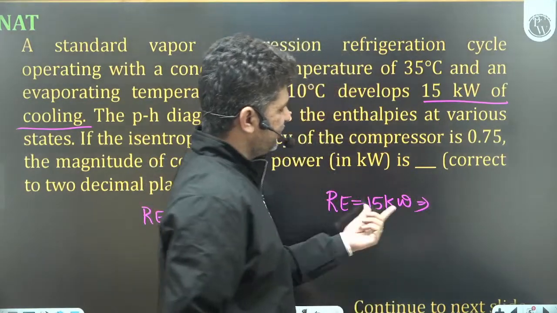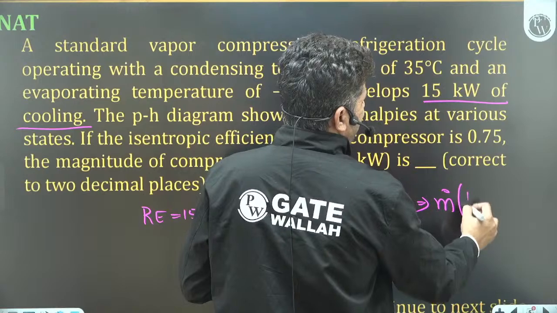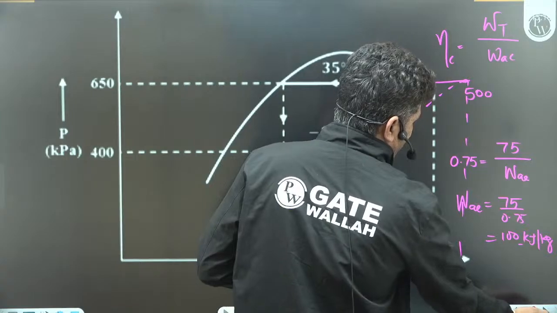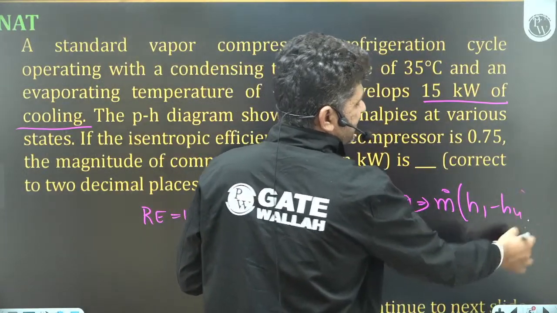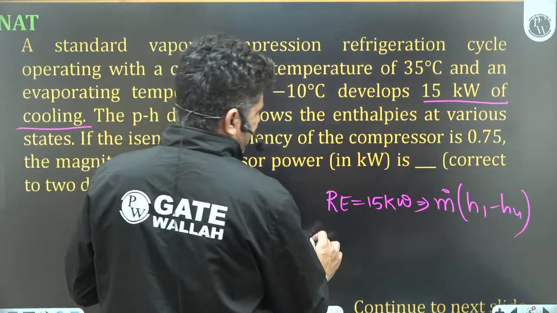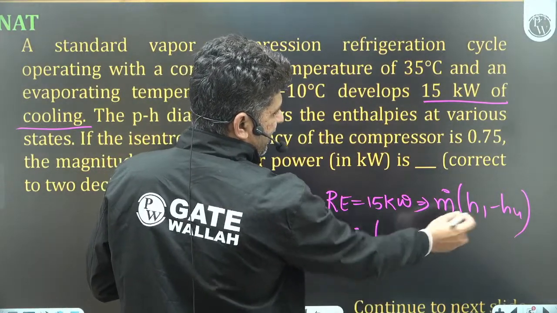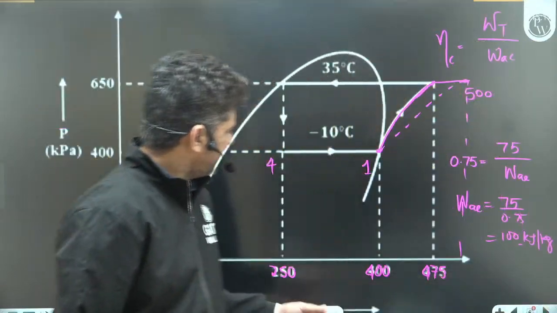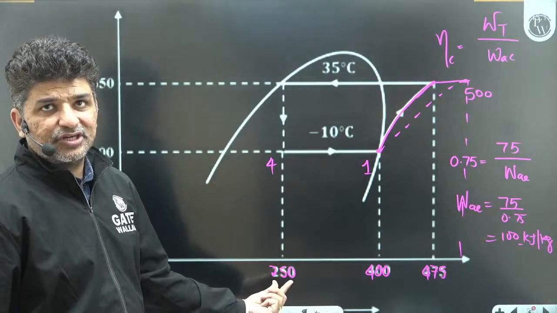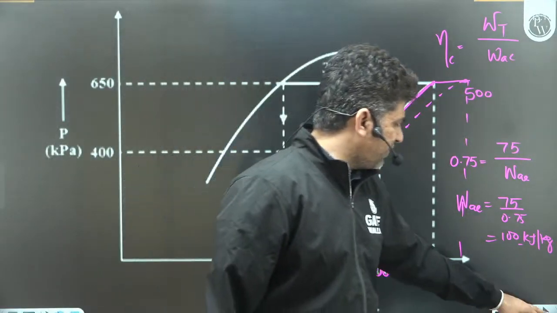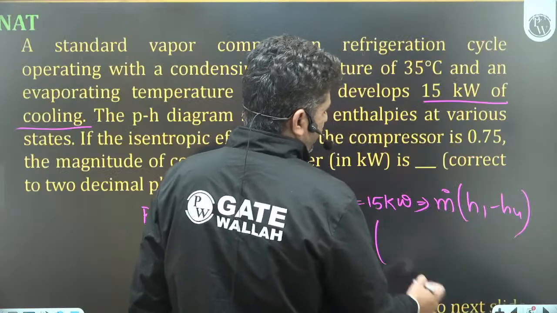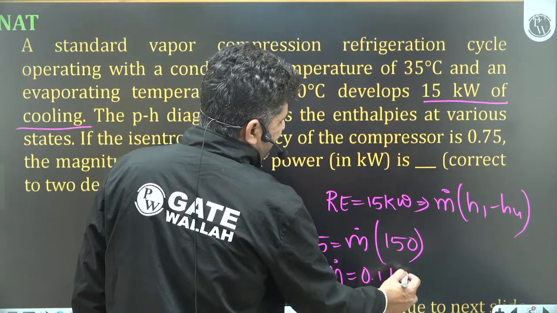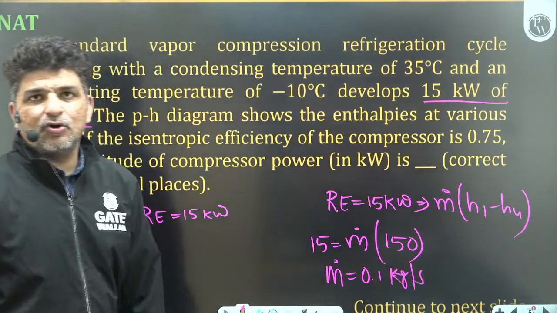Refrigeration effect is nothing but m dot multiplied by H1 minus H4, let's say this is location 4 and this is location 1. So when 15 is given, 15 is equal to m dot multiplied by H1 minus H4. What is H1 minus H4? Enthalpy at this location is 250 and 400 over here. So H1 minus H4 is 150 kilojoule per kg. So from here you can calculate m dot. m dot will come out to be 0.1 kg per second.